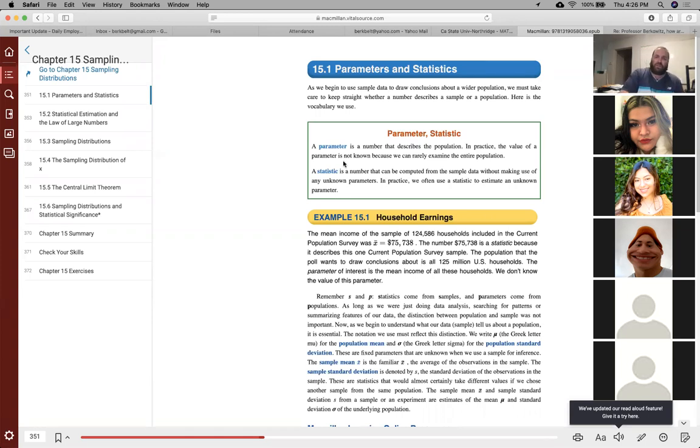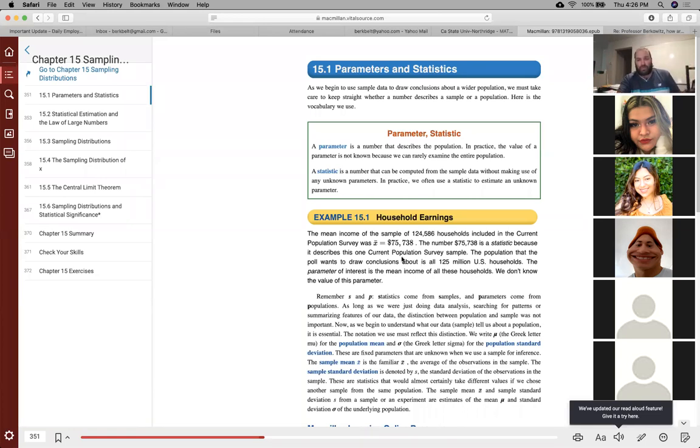So parameters and statistics. A parameter is a number for the entire population. A statistic is a number that comes from the data, from the sample. And usually what you're going to do is take your sample value and use it to come up with some kind of guesstimate for the population.